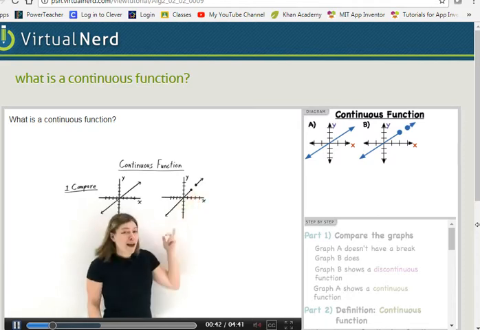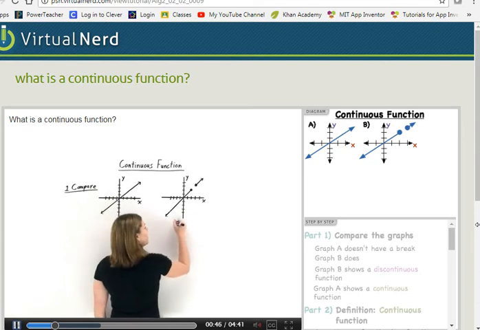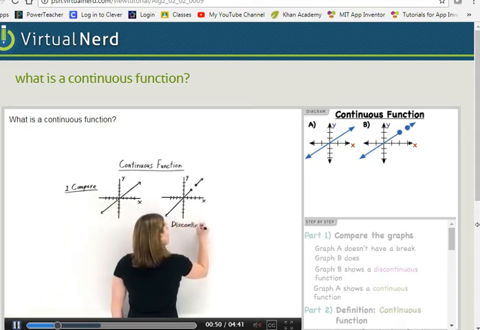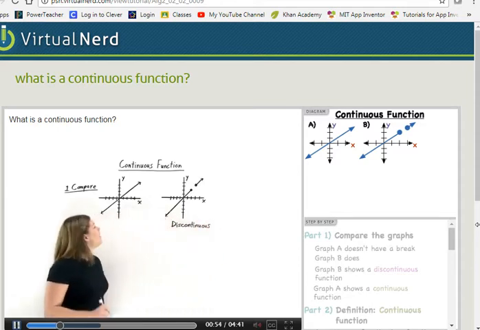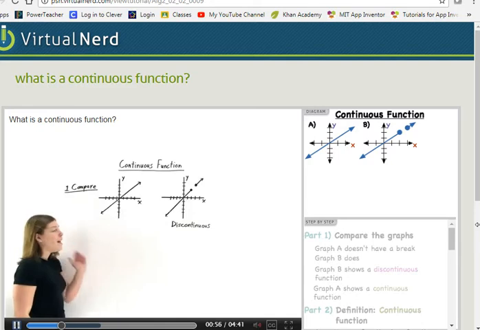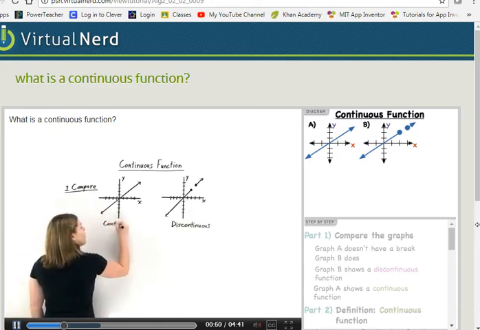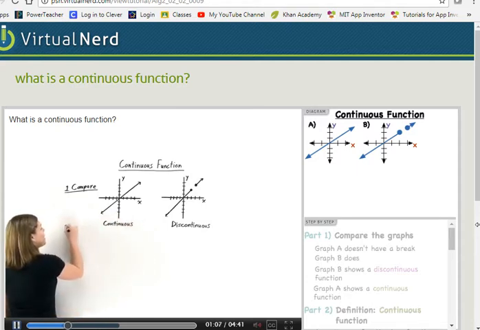There, we don't have any part of our graph. There's a break in this graph. Since we have a break in this graph, it represents a discontinuous function. Now, this first graph doesn't have any of those breaks, so we can call this graph a continuous one.